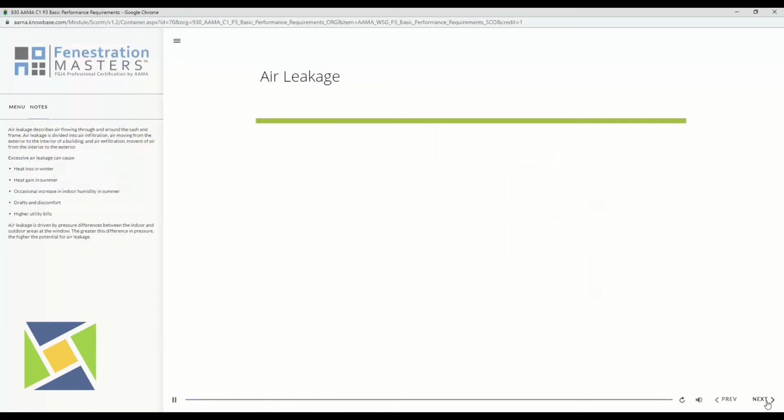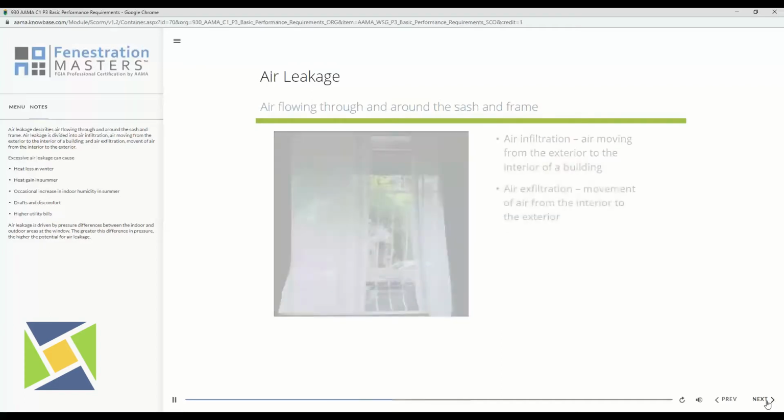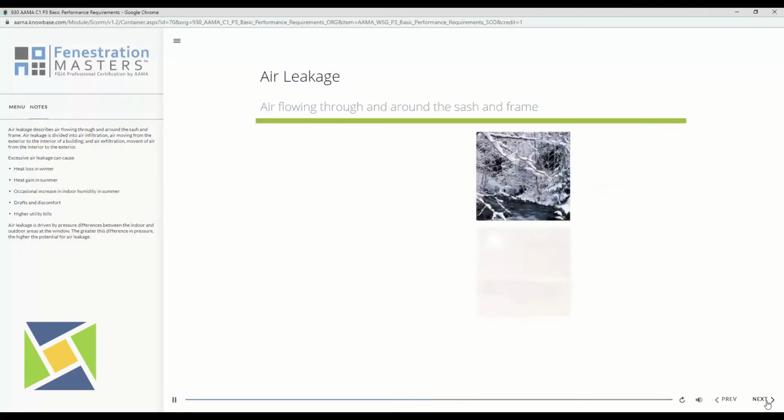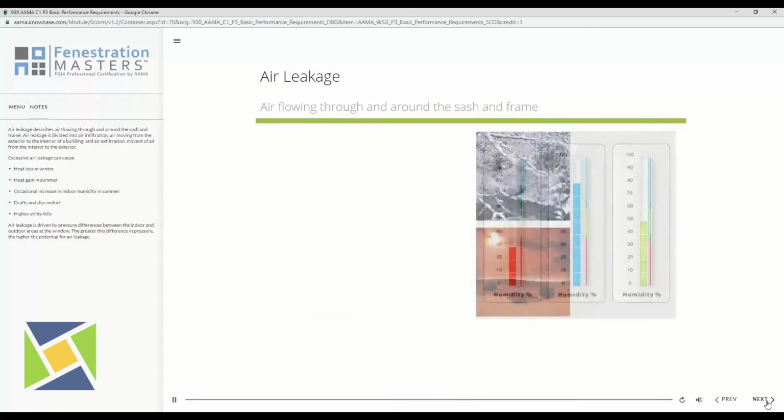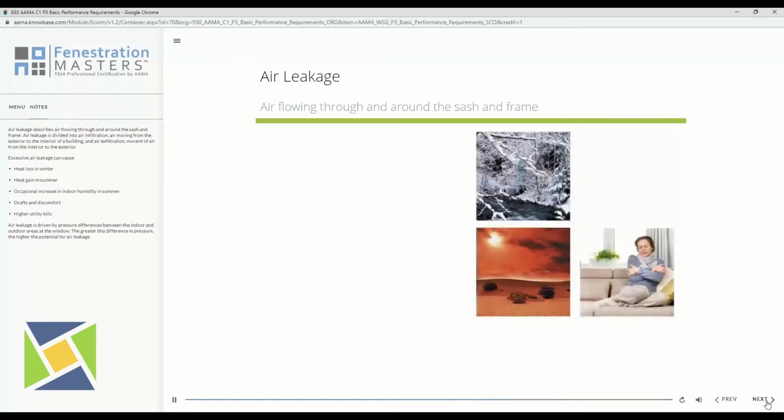Air leakage describes air flowing through and around the sash and frame. Air leakage is divided into air infiltration, air moving from the exterior to the interior of a building, and air exfiltration, movement of air from the interior to the exterior. Excessive air leakage can cause heat loss in winter, heat gain in summer, occasional increase in indoor humidity in summer, drafts and discomfort, and higher utility bills.